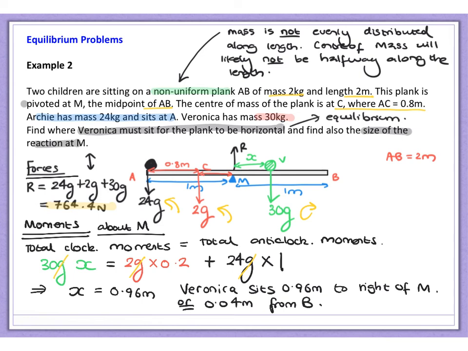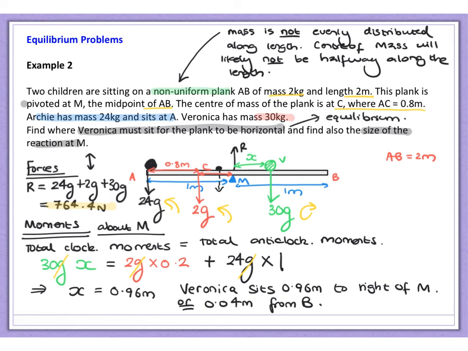Now, depending on where you placed your measurement x, of course, you would get a slightly different answer to this question, but it would all fit back in with the information in the question. Now, if you had placed Veronica, let's say over here instead, the force of her weight would have looked like this. And if you took moments about M again, well, like the 2g and the 24g forces, this would produce another anti-clockwise moment. And what you would find is when you did this calculation, your value of x would work out to be negative 0.96.